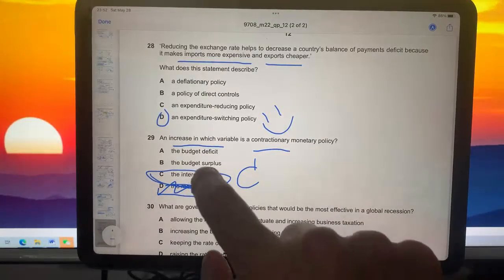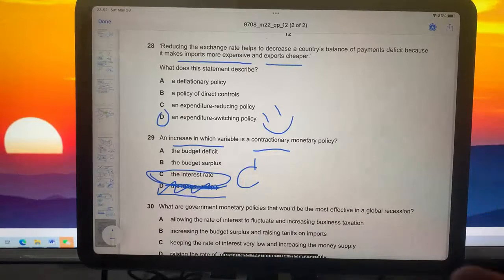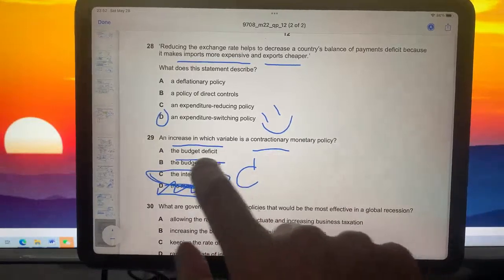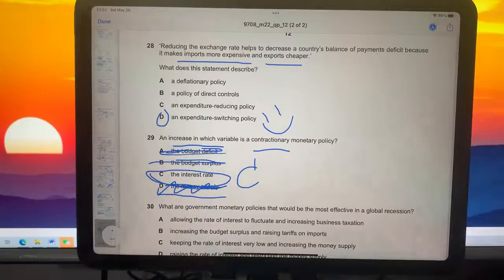An increase in the budget surplus? That doesn't make any sense. That's a distractor. And an increase in the budget deficit is related to the government's spending and income. So I think that's also a distractor.